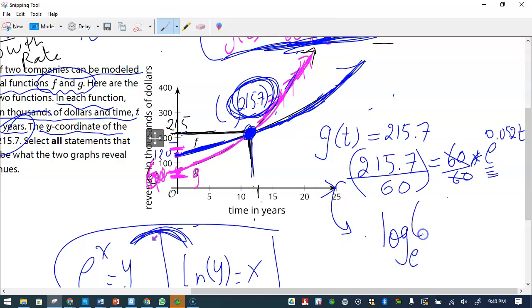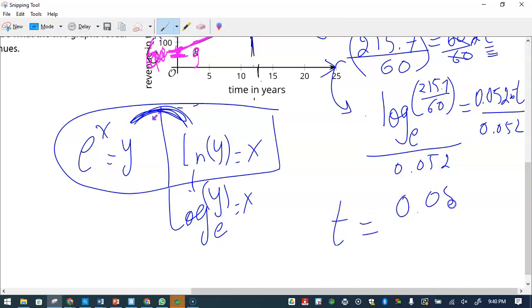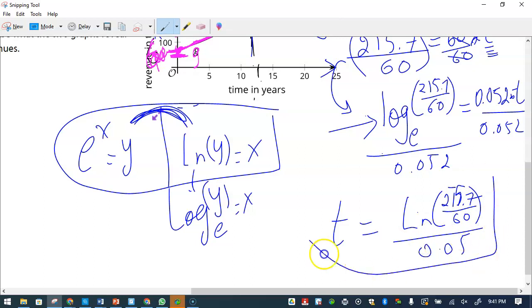So we can write down the logarithm to the base e of this whole thing, 215.7 divided by 60, is 0.052 times t. And then you say, okay, let's divide by 0.052. This also 0.052. And on the calculator, you can easily find it. Sorry, I made a mistake here. So now on the calculator, that thing is ln, the natural logarithm of 215.7 divided by 60, and divide by 0.052, and that's the answer.